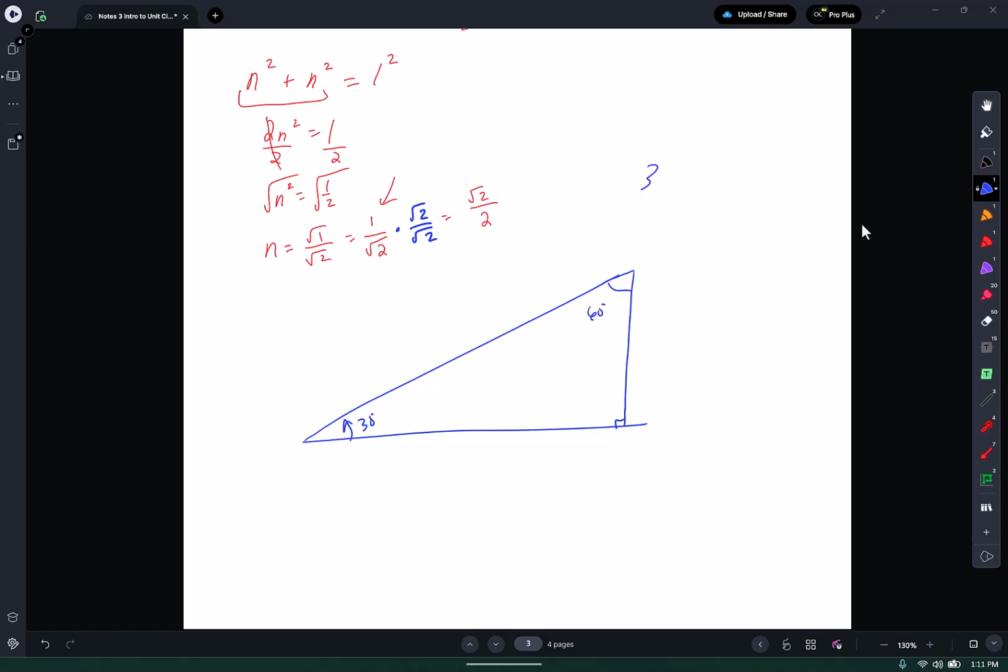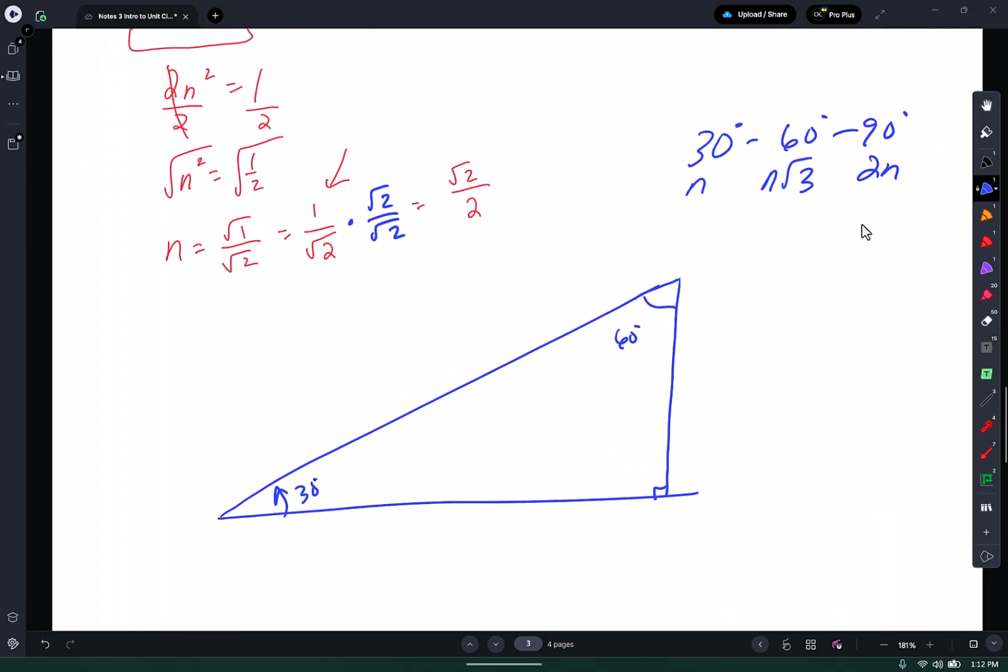And I'm going to put the properties right here. 30, 60, 90: n, n square root of 3, 2n. Are we still okay? Okay. So wherever the 30 degree aims, that's your short leg. So this is n. Wherever the 60 degree aims, that's your long leg. So this is n square root of 3. And wherever the hypotenuse is at, that's your 2n. So there it is. Those variables tell you the relationship between short leg, long leg, and hypotenuse.